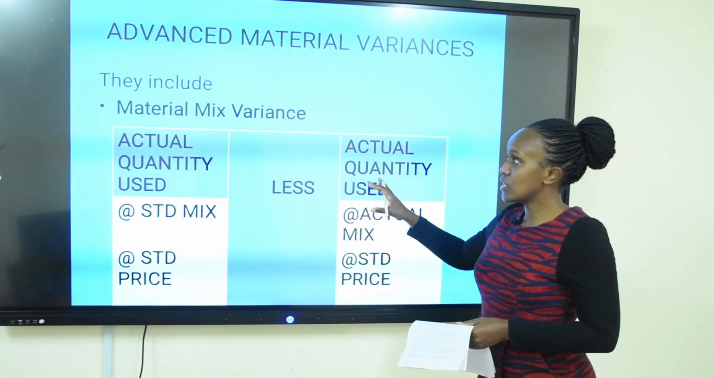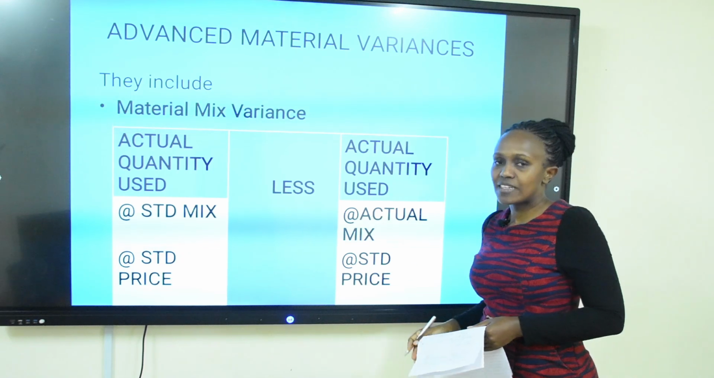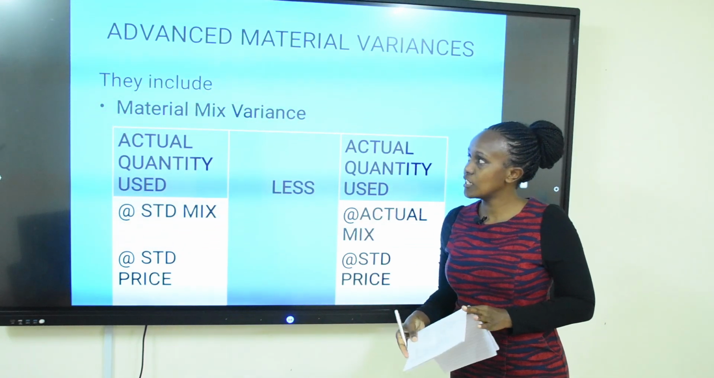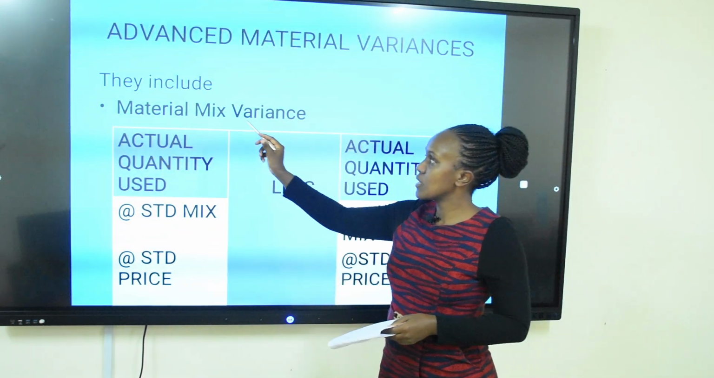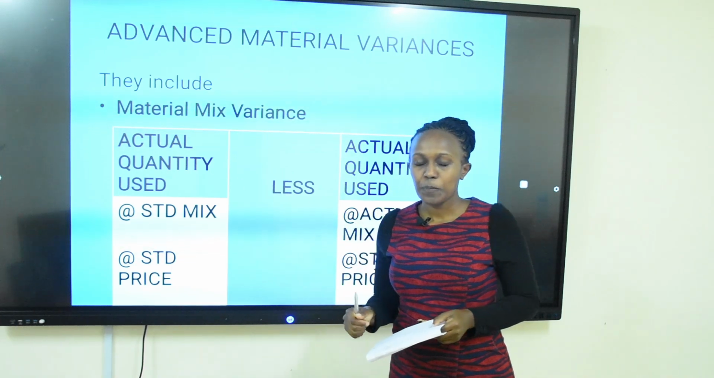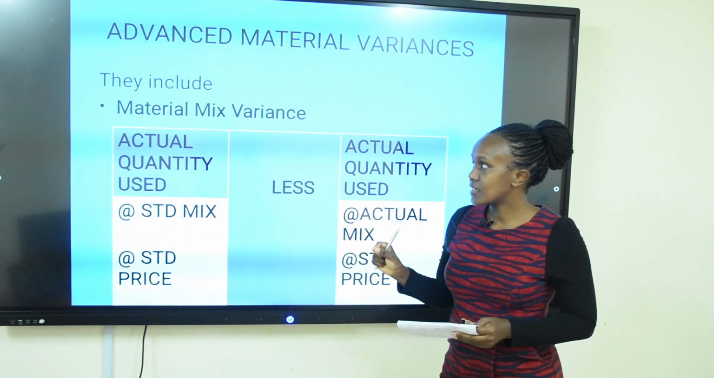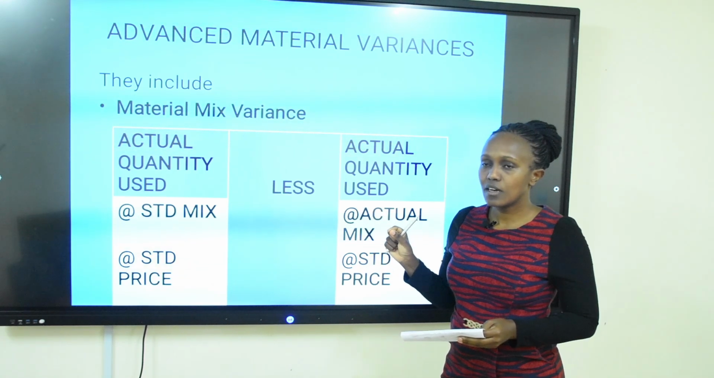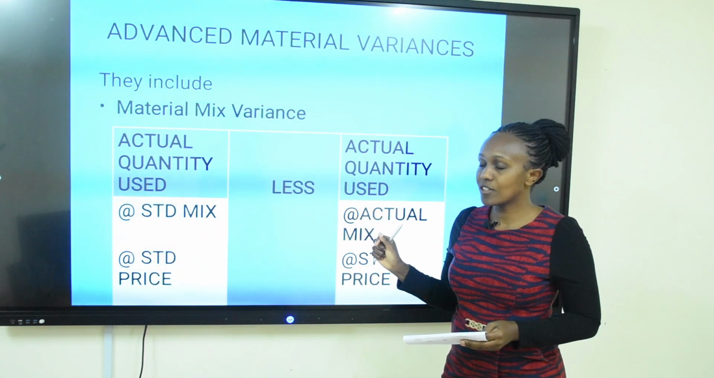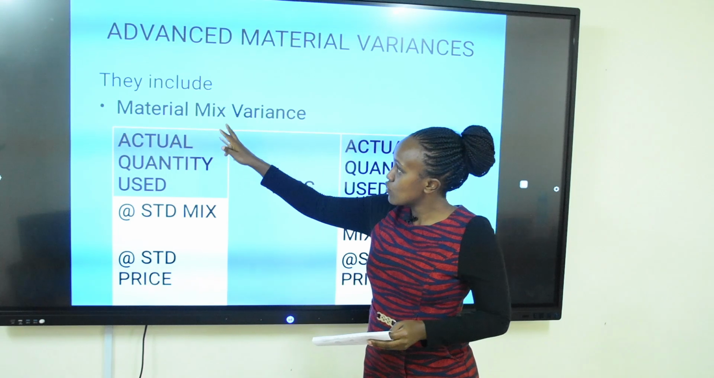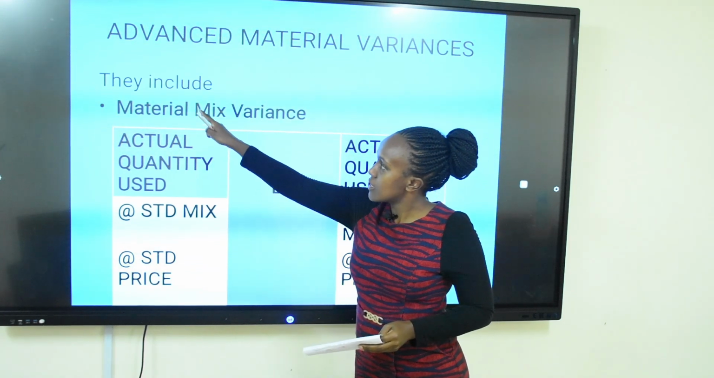So in this video today, we are going to look at some of the other advanced variances, specifically the material mix variance. This is a part of the usage variance. It is just that the reason for the variance is because of the usage, but in terms of the mix.